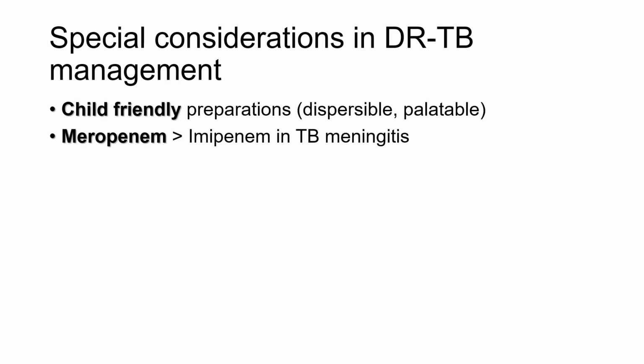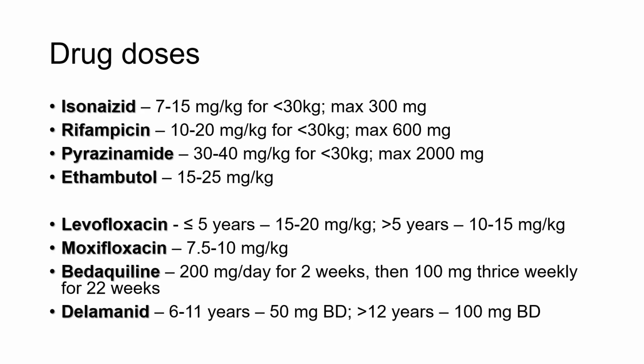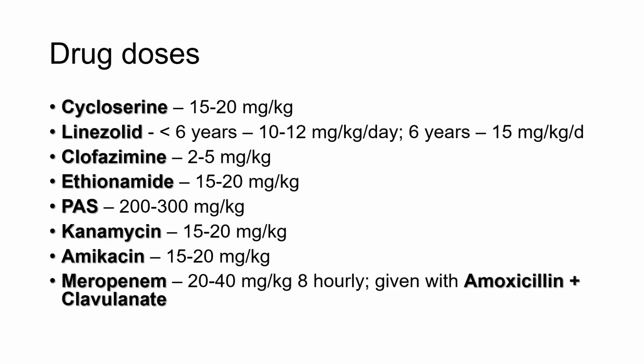And in cases of TB meningitis, rather than the imipenem cilastatin combination, it is better to use meropenem. So these are the various drug doses to be used in drug-resistant tuberculosis. First line drugs, second line drugs, group A, group B, group C, all those drugs. You can pause and take a note of all this.